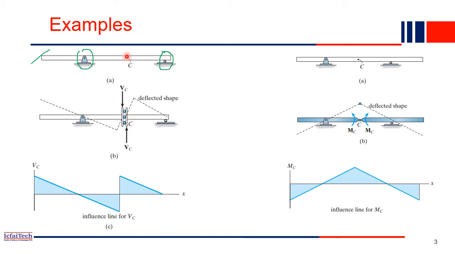So for the shear force influence line diagram, we have to apply a shear force VC at this point. Shear force means one force will be acting downward and an equal and opposite force will be acting at the same point, right? So what will happen after application of this load? Now we put a roller here, right? Roller means this point can easily move in this vertical direction.